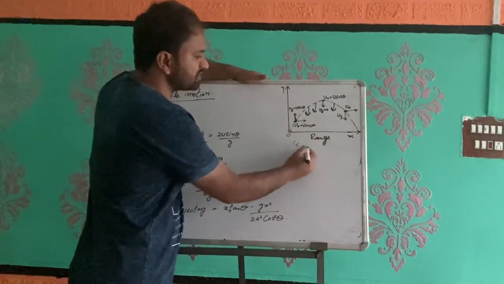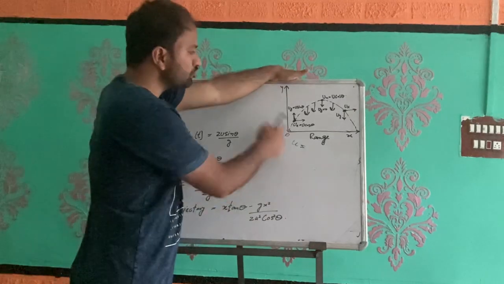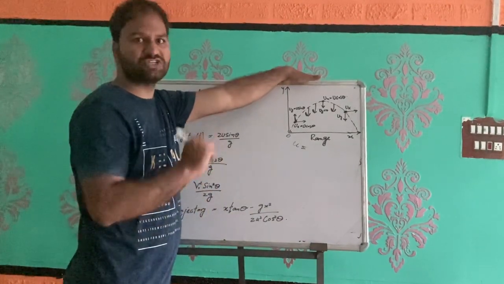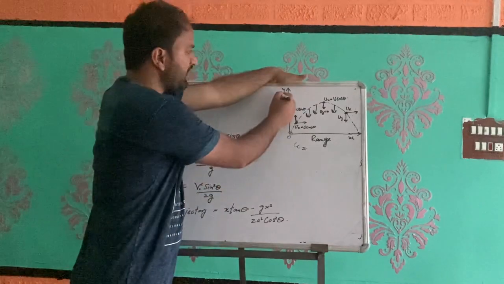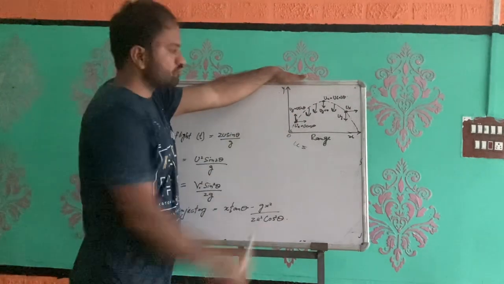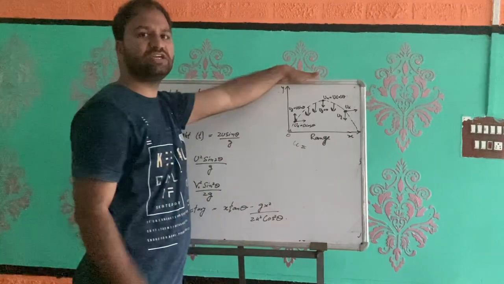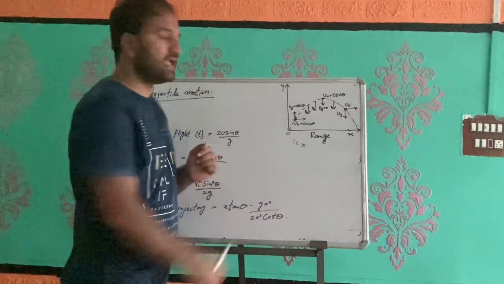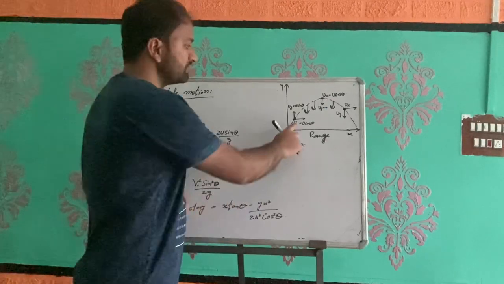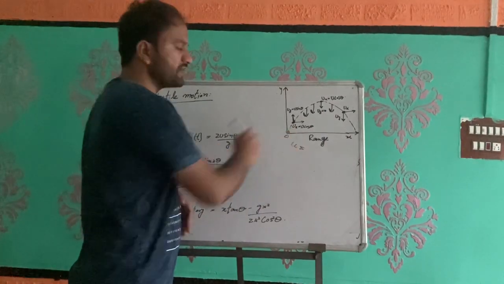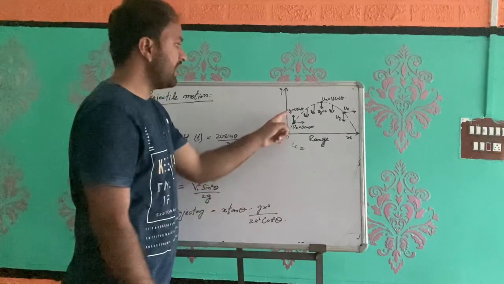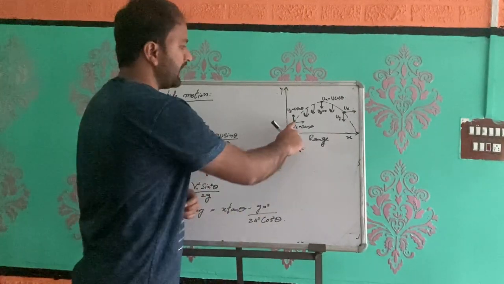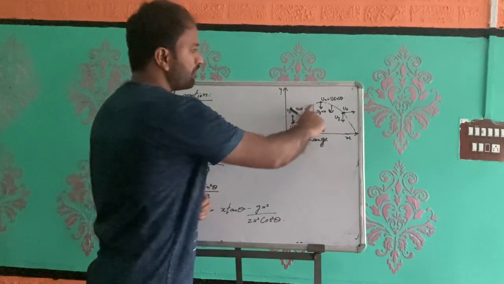Suppose we are providing initial velocity u. Since projectile motion is a two-dimensional motion, there is a y-axis and an x-axis. So this initial velocity gets divided into two components, one along the x-axis and another along the y-axis. Along the x-axis, ux is equal to u cos theta, and along the y-axis, uy is given as u sin theta. And the object moves along this path.